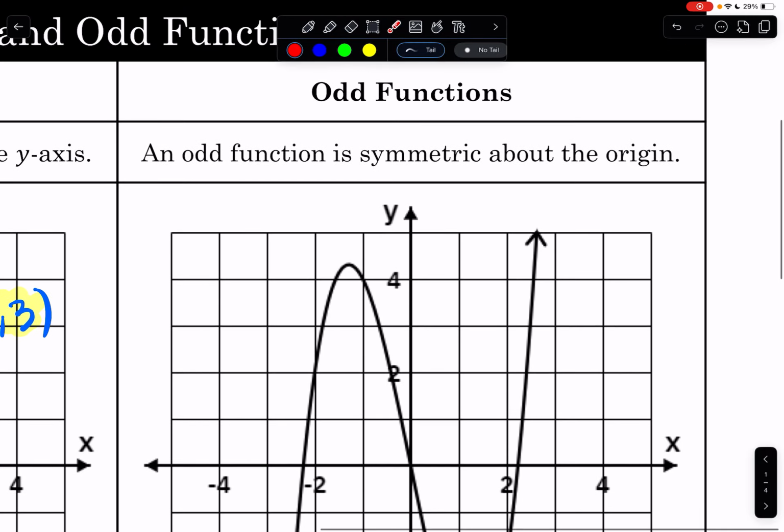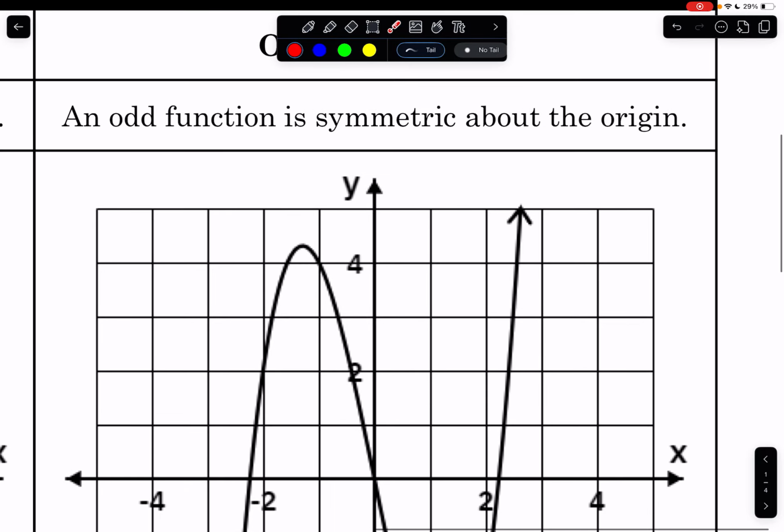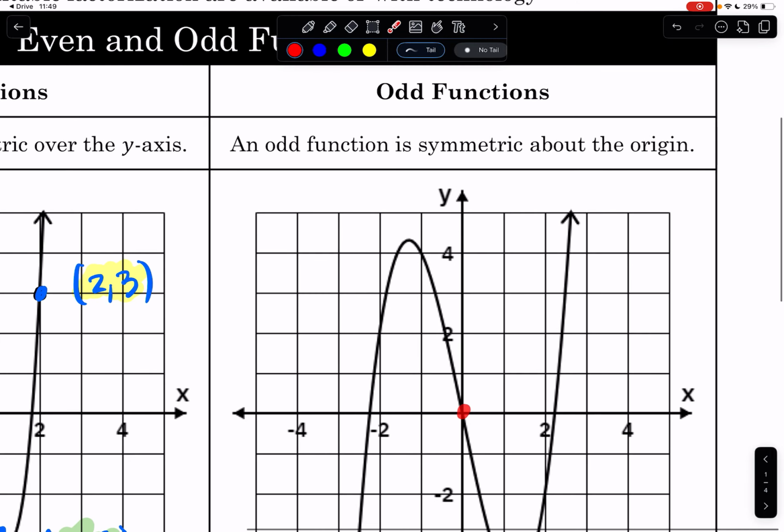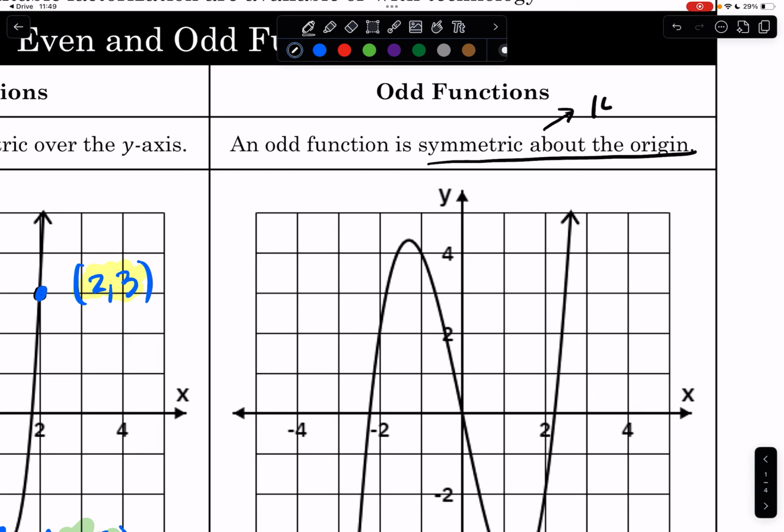Well, an odd function. Now an odd function is symmetrical through the origin. That means through this point right there. It's symmetrical through that point right there. Being symmetrical through the origin really means that if I rotate this 180 degrees, a 180-degree rotation, it's going to match the current one.